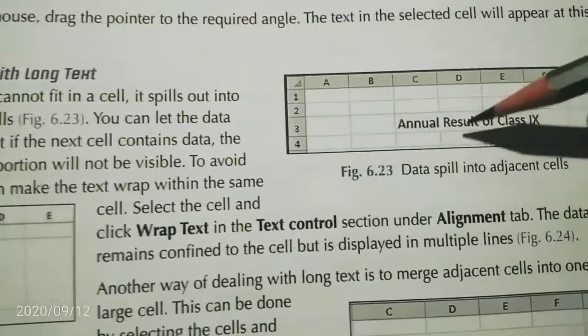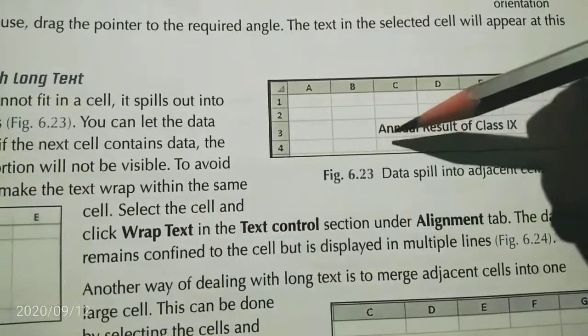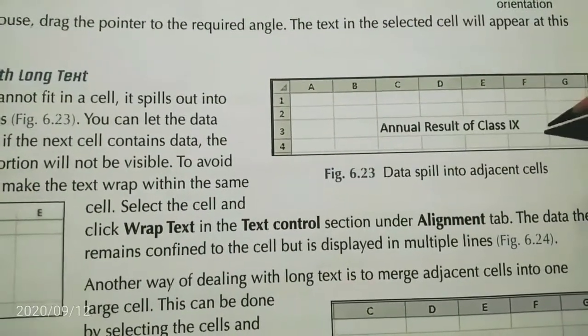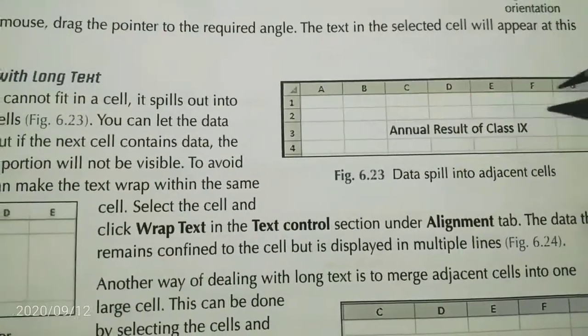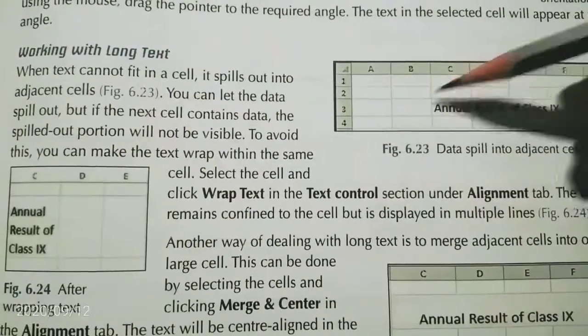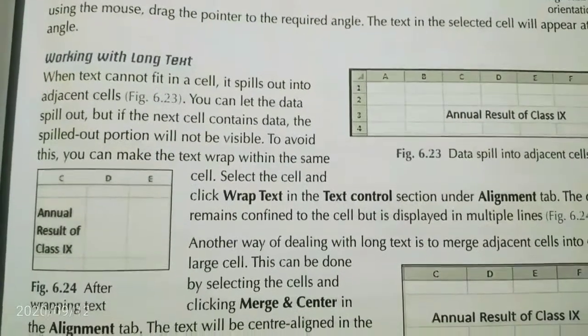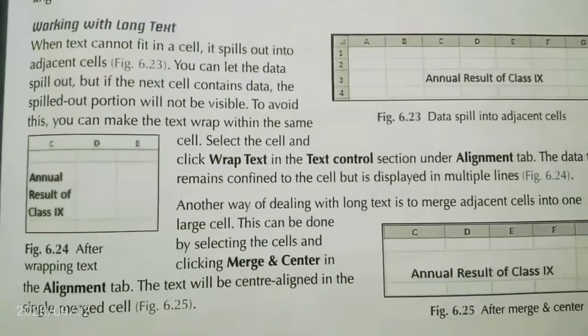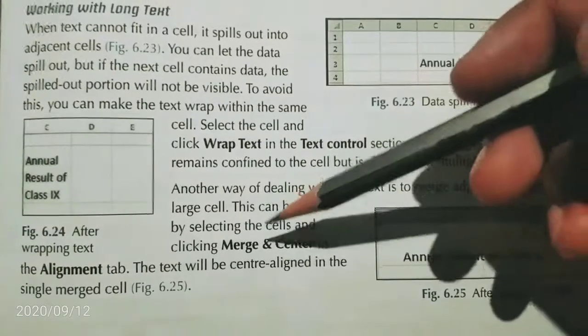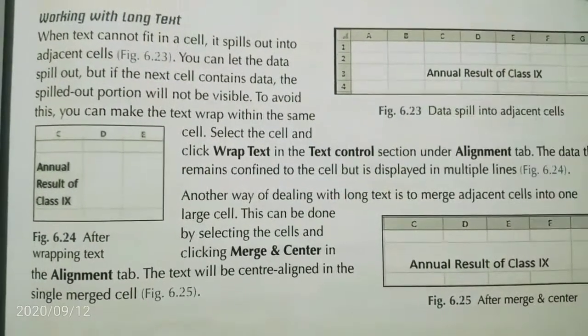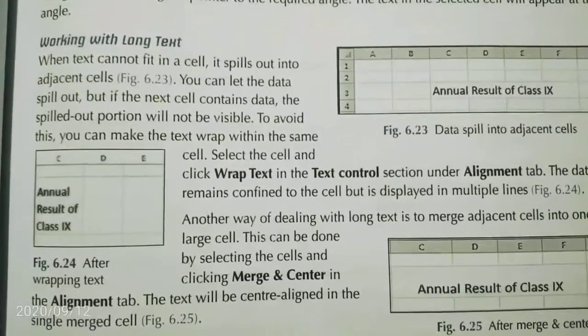Okay, see, the annual result of class 9 is written in a single cell. It is not going outside into any other cell, it is a single cell. So how do you write long text in one cell? This feature is called wrap text, and there is also merge and center. So these are the two features.